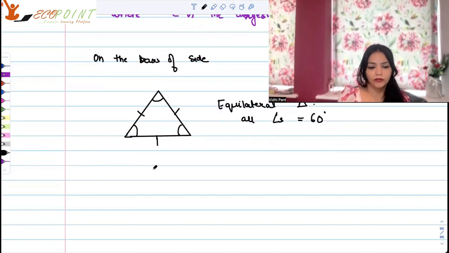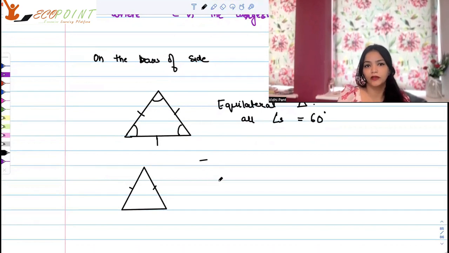Now, the second type is the isosceles triangle. So, isosceles में क्या होता है कि two sides are equal. Suppose this and this. Any two sides are equal. Isosceles. Isosceles triangle की एक important चीज होती है जो आपको याद रखनी चाहिए.